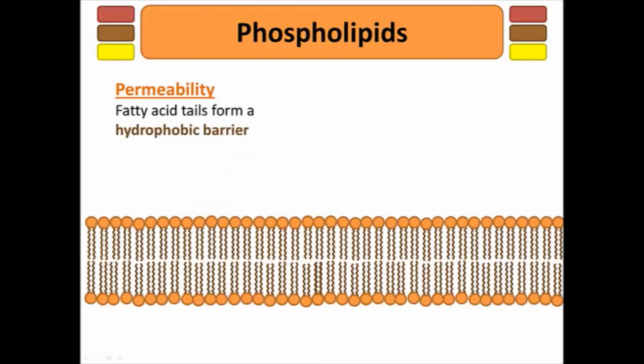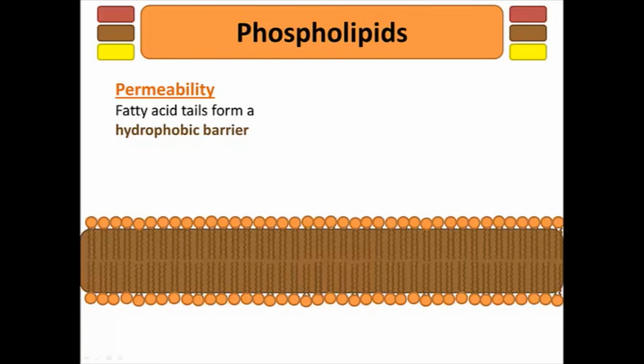A lipid bilayer is important because it defines the borders of each cell, as well as organelles inside the cell. The nonpolar tails form a hydrophobic barrier that keeps most soluble cell materials concentrated inside the cytoplasm.